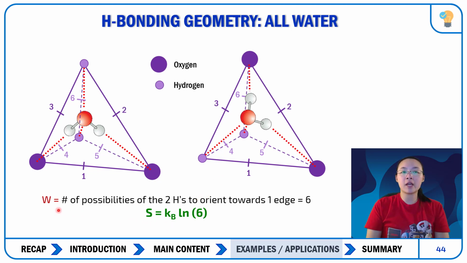So if I have W, then I should be able to calculate entropy as well. So to calculate entropy, I just calculate the Boltzmann's constant times ln of the multiplicity, which we've discovered to be 6. So if there's ever a question asking you about the entropy involved with the configurations of a central water molecule, then you'll know how to solve it because you'll be able to observe and determine what W is.